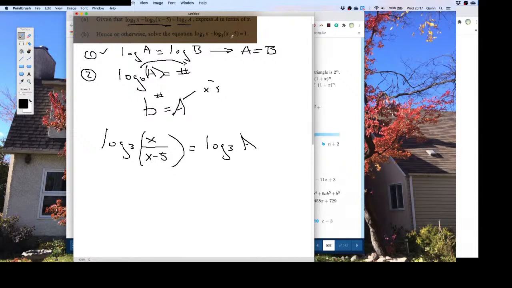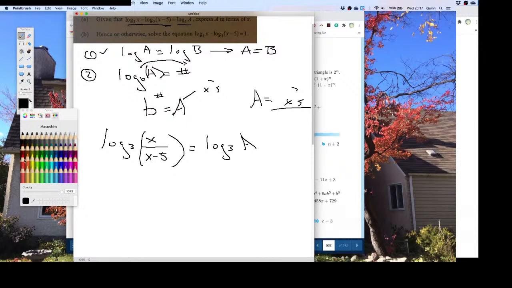And now that we have that, it says express a in terms of x. So we need to go a is equal to something with a bunch of x's together. And well, look at this, these log 3's we can get rid of, can't we? Because we have a log 3 on both sides, so we have a is equal to x over (x minus 5). So this is exactly this first scenario here, Thibault, that I told you about, okay? So you're done that piece, all right?